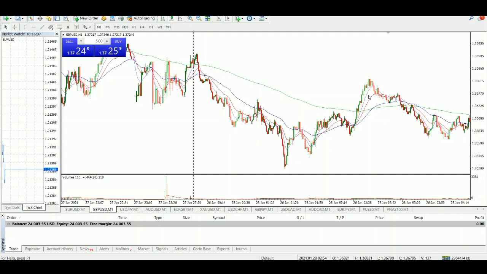Here in uptrend, first support area between EMA 9 and the 20. Second support area, more powerful, between EMA 20 and 50. Most powerful support area, the last one, between EMA 50 and EMA 200. Okay? So in uptrends, you have these 3 support areas. In downtrend, you have these 3 resistance areas. Let me continue the idea.